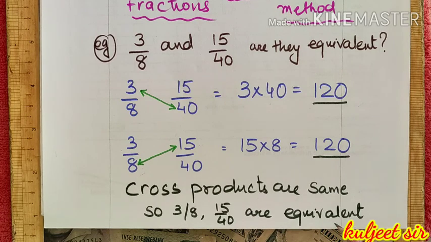So I hope you have understood equivalent fractions, what we have discussed today. We did it with the help of the method of multiplication. We did it with the method of division, and then we found the equivalent fractions using the method of cross product. I hope my content for today is clear to all.